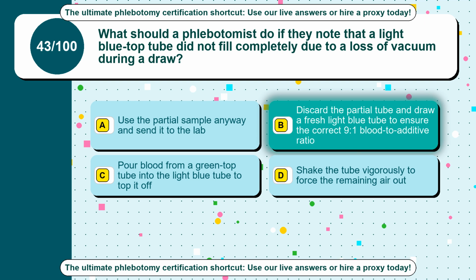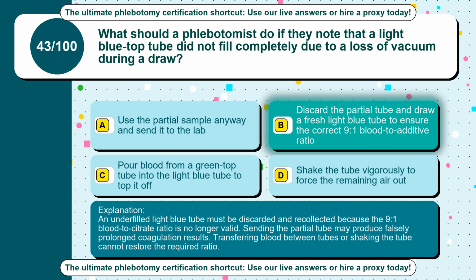Discard the partial tube and draw a fresh light blue tube to ensure the correct 9:1 blood to additive ratio. An underfilled light blue tube must be discarded and recollected because the 9:1 blood to citrate ratio is no longer valid. Sending the partial tube may produce falsely prolonged coagulation results. Transferring blood between tubes or shaking the tube cannot restore the required ratio.